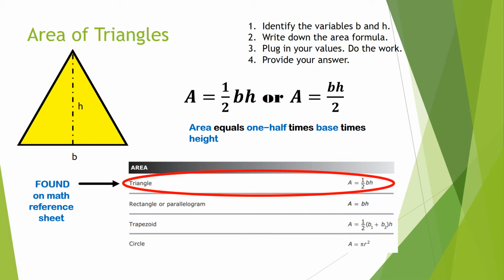Okay, we're looking at area of a triangle. So remember, area of triangles are found on your mathematical reference sheet. Remember, area of a triangle equals 1/2 base times height. Remember, base is usually your floor. The height stands nice and tall. The base is perpendicular to the height. Remember, you could also think of base times height divided by 2.